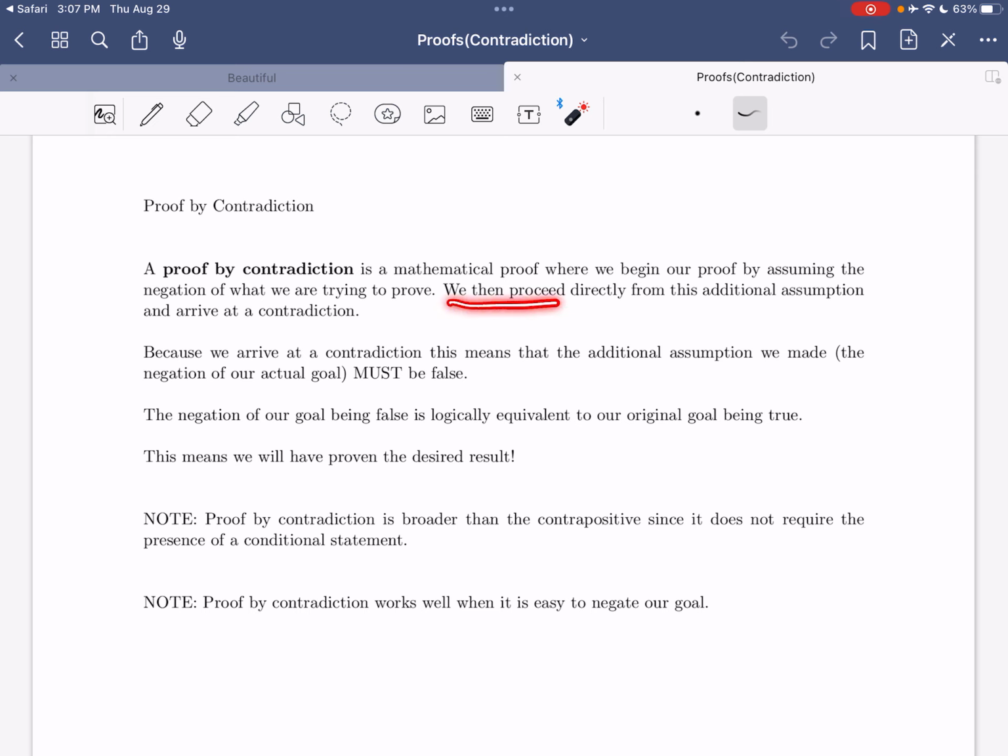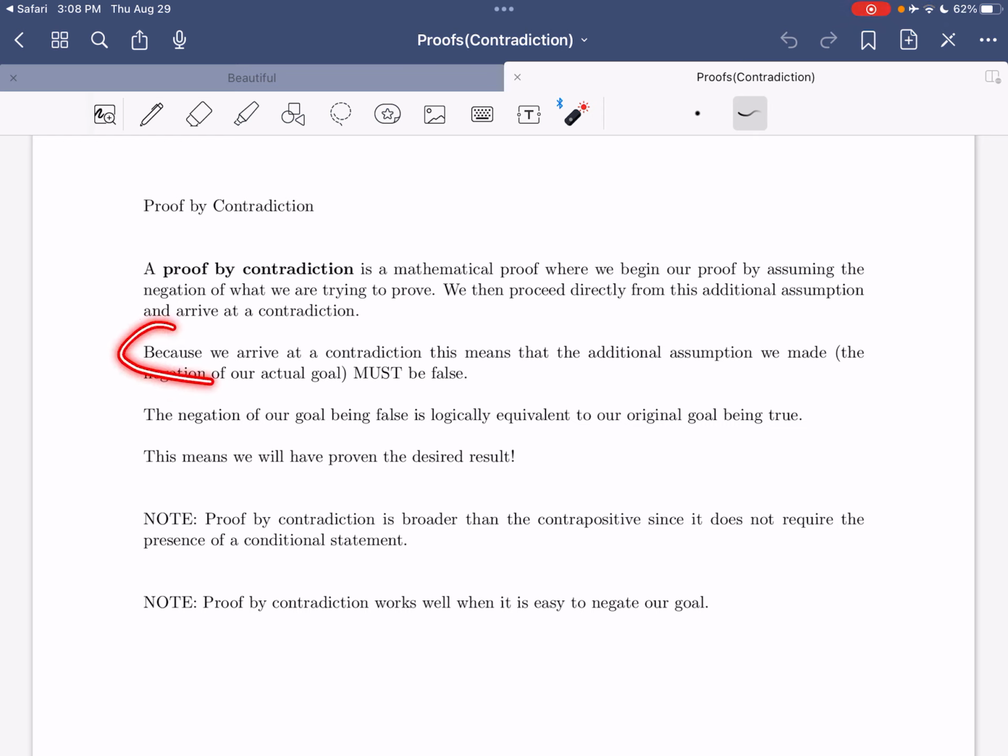We are then going to proceed directly. So again, we'll proceed from that assumption using either logical steps, mathematical operations, known properties, whatever sort of pieces we want to take step forwards until we arrive at a contradiction. And a contradiction means that we arrive at something that is nonsensical, that we know is not correct. So we start by assuming the opposite of what we're trying to prove. We then work along through a series of steps and arrive at something we know is incorrect. We arrive at a contradiction.